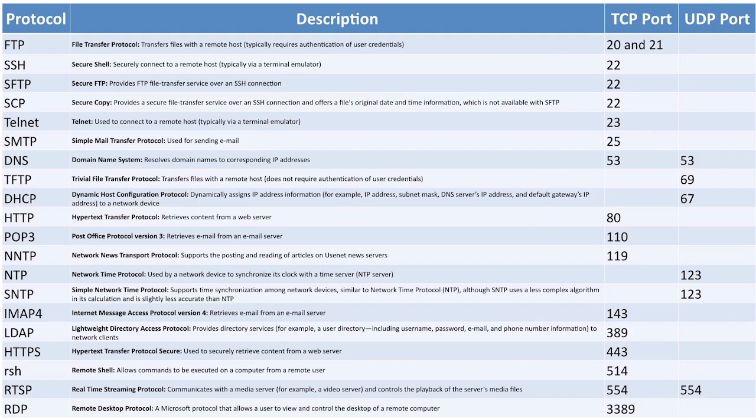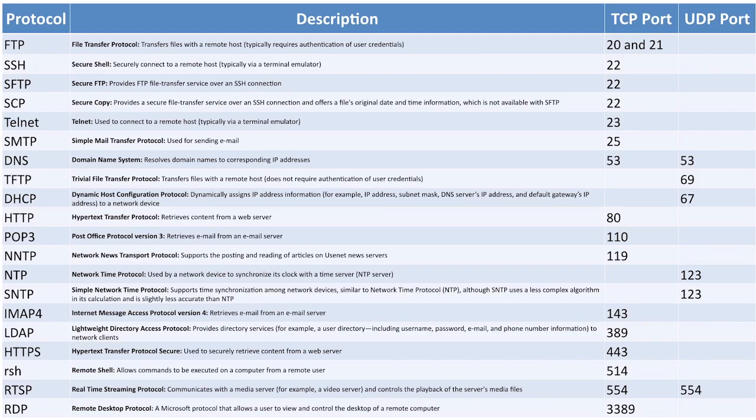A popular protocol in the Unix world is RSH, or Remote Shell. That allows us to be sitting maybe on one Unix host, and we can execute a command on another Unix host. We're a remote user, but we could still execute a command on that remote host. Next on the list is Real-Time Streaming Protocol, RTSP. This might be used when you're watching video from a video server, and this protocol allows us to control the playback of the video coming from that server.